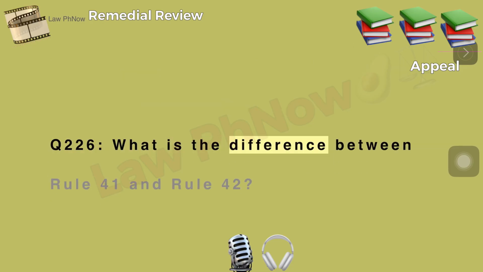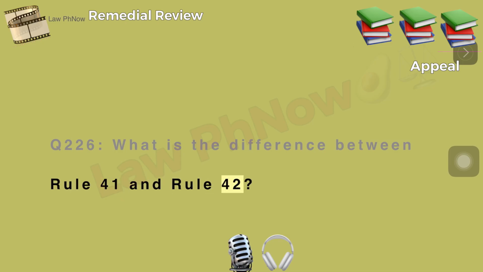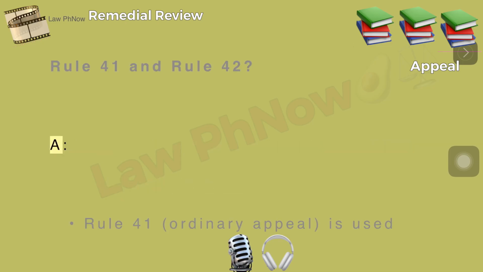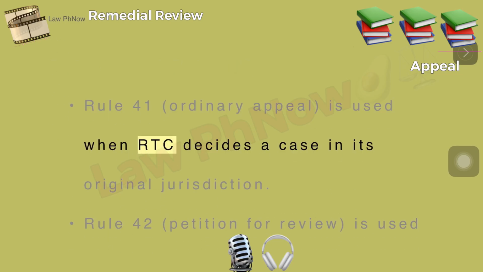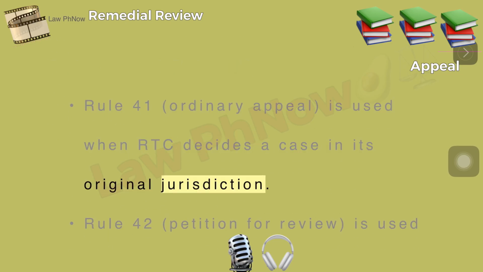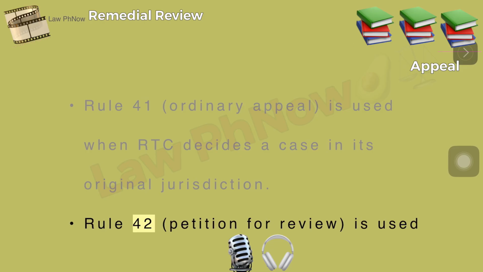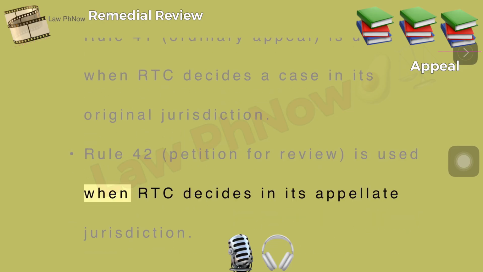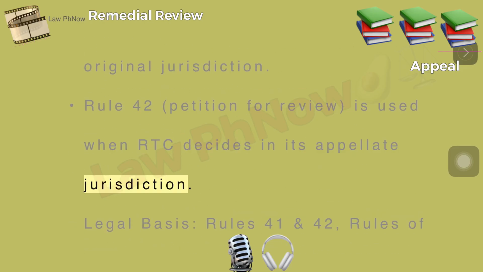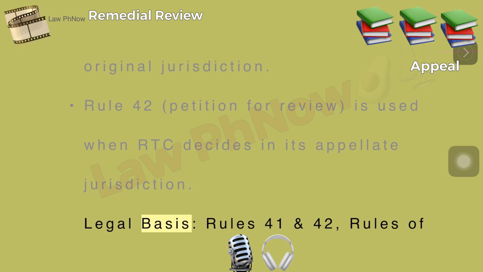Q226. What is the difference between Rule 41 and Rule 42? A. Rule 41, Ordinary Appeal, is used when RTC decides a case in its original jurisdiction. Rule 42, Petition for Review, is used when RTC decides in its appellate jurisdiction. Legal basis, Rules 41 and 42, Rules of Court.